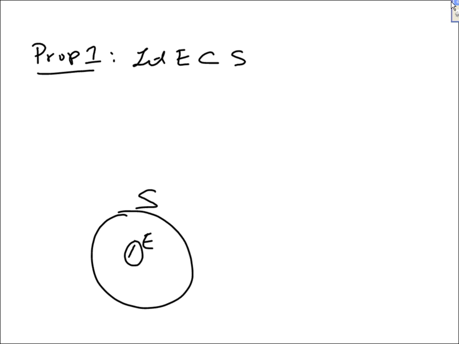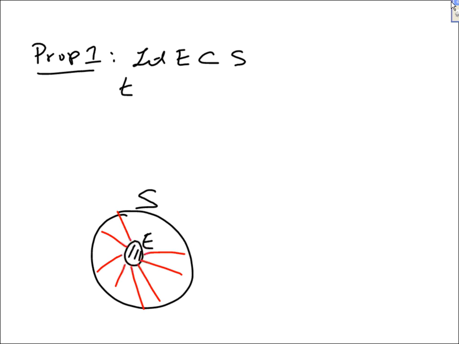So this is E, and this is not E. Clearly, E union not E, that is E union E complement, is S.